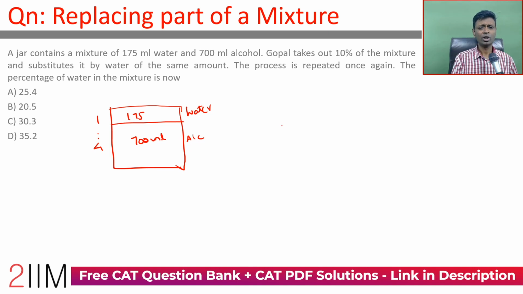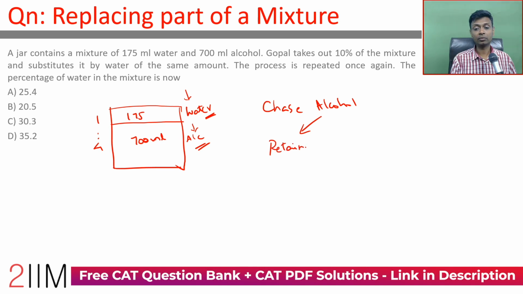In all of these questions, don't track water and alcohol. Remember, 10% is taken out. That means you're going to take out 10% of water, 10% of alcohol, and then water is added. Alcohol is not added. So from alcohol, you're removing 10%. First up, chase alcohol. Don't chase water. Think about how much alcohol is there. Second step, think about alcohol retained, not alcohol removed.